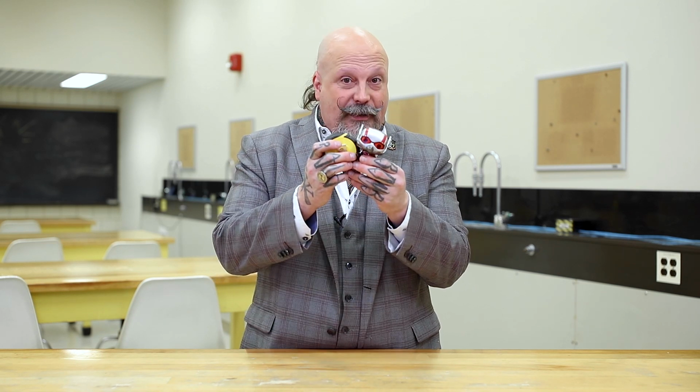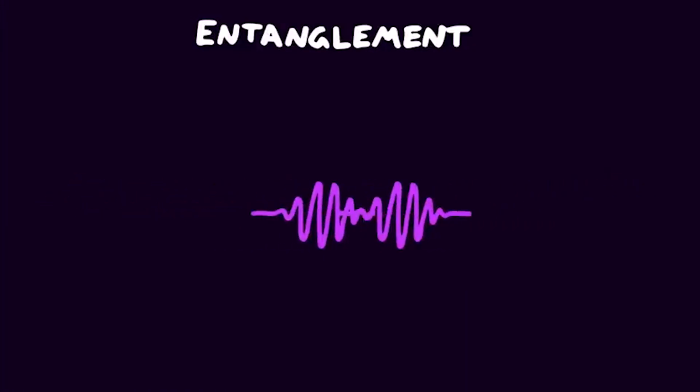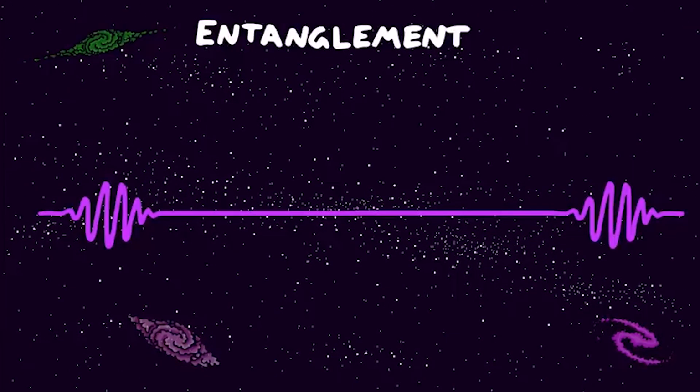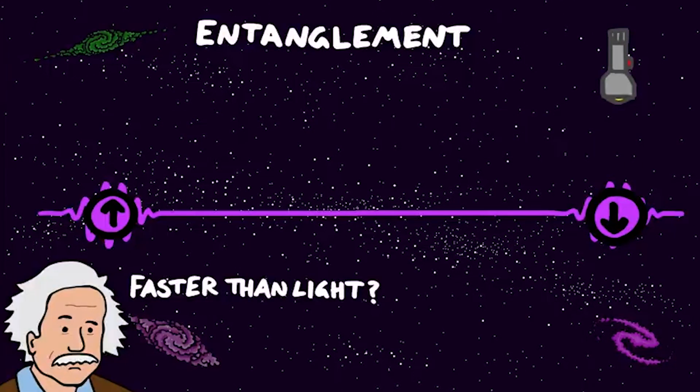Now, I can physically separate these 2 particles to the other side of the universe. When something happens to A, B is still affected, even if they're separated by such a distance that that communication would have to travel faster than the speed of light itself. Spooky action at a distance indeed.